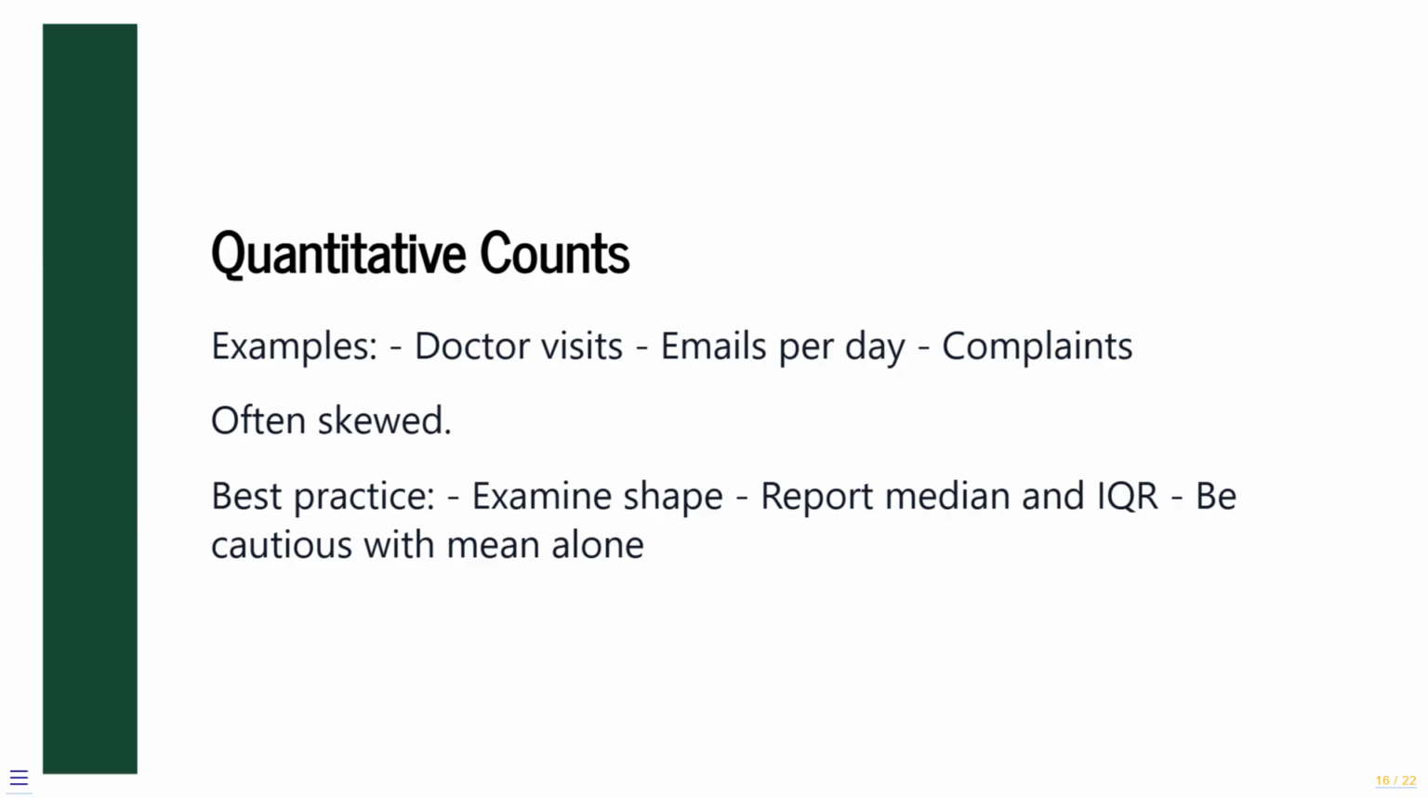Quantitative count data, such as the number of doctor visits, emails received per day, or customer complaints, often occupy a middle ground. While counts are numerical and support means, they are frequently skewed with many small values and a few large ones. For count data, it is especially important to examine the distribution shape before choosing summaries. Relying solely on the mean can hide important features of skewness. Reporting the median and interquartile range alongside or instead of the mean often provides a clearer and more honest picture.